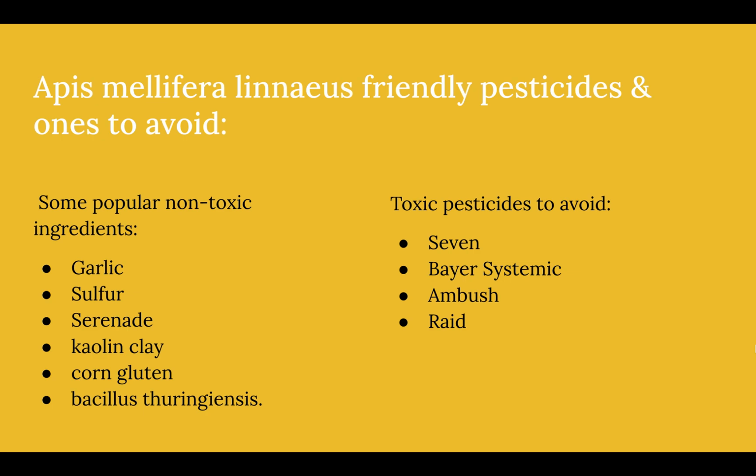While chlorpyrifos is very dangerous, there are a few ingredients in some pesticides that are not so toxic for bees. Some of these include garlic, sulfur, cinerade, choline clay, corn gluten, and Bacillus genus. However, some of the toxic pesticides that one might want to avoid are Sevin, Bayer systemic, Ambush, and Raid.